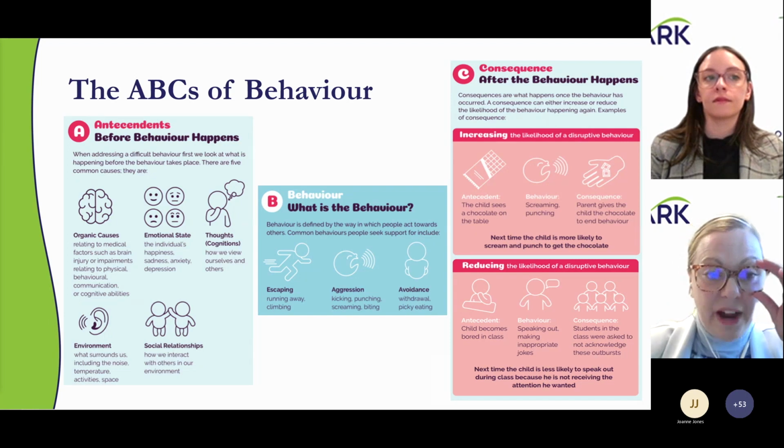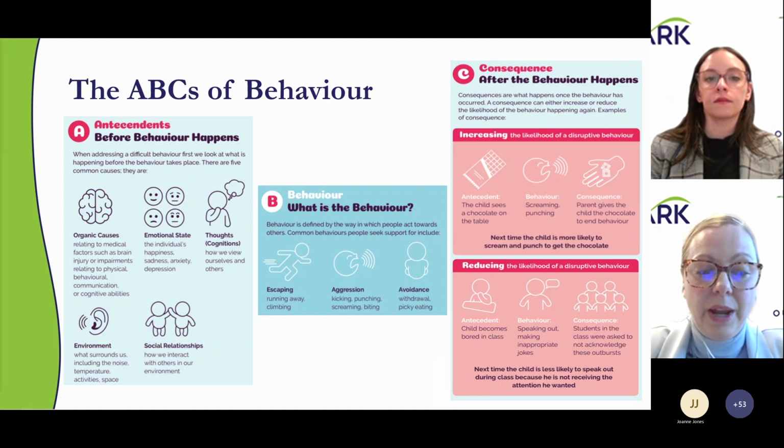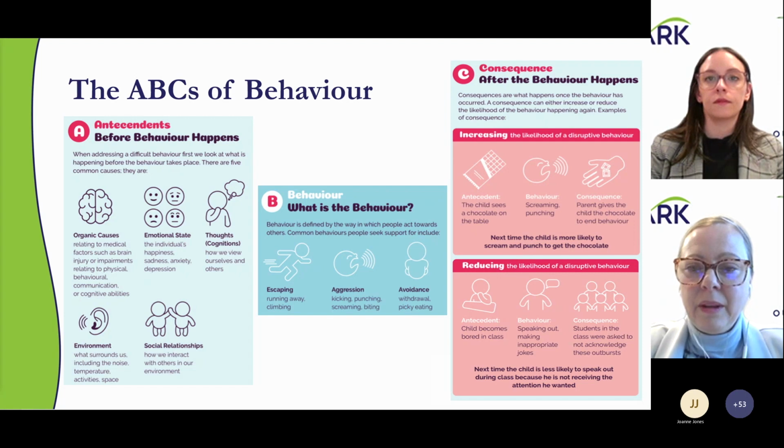The environment is also an antecedent before behavior happens. What surrounds us, including the noise, the temperature, activities or space. So for certain individuals, the environment is a huge factor. Loud noises or bright lights might be a sensory overload for some individuals and might cause behaviors to happen. Social relationships and how we interact with others in our environment is also an antecedent before behavior happens.